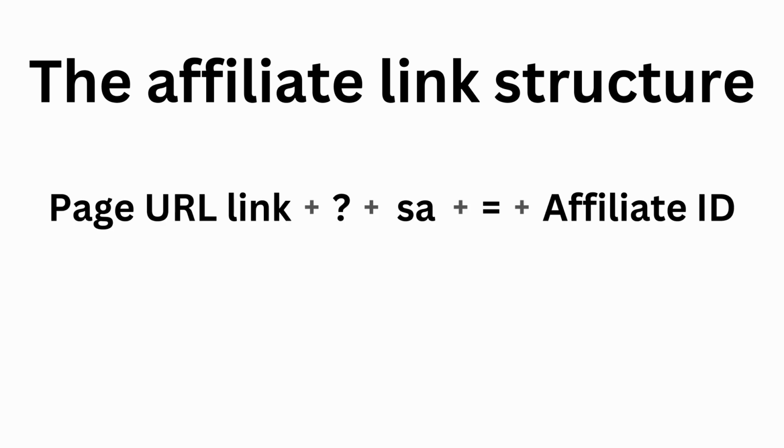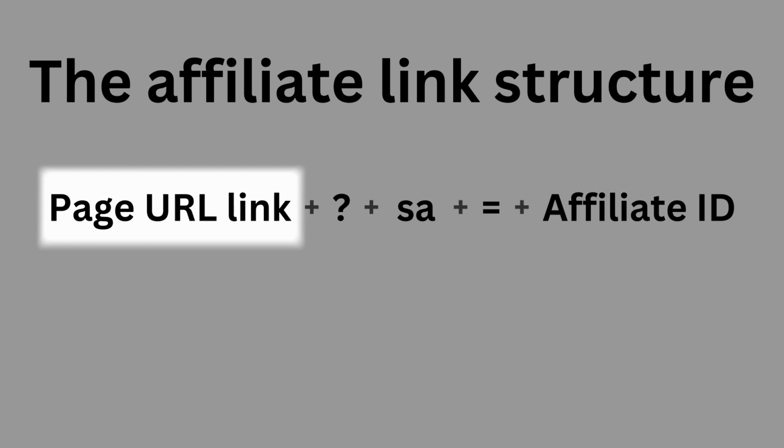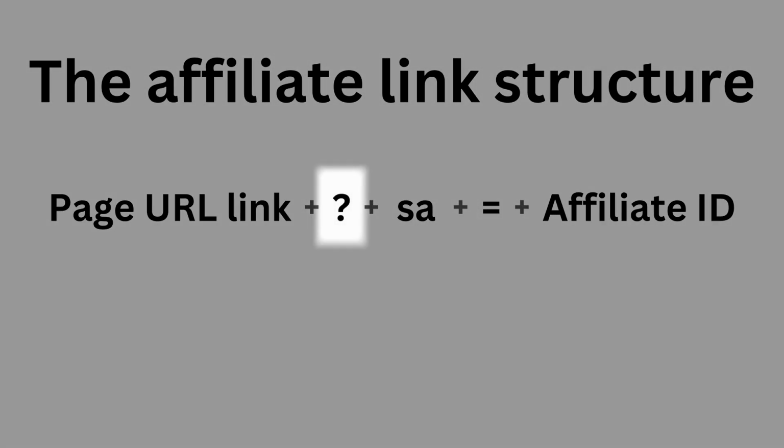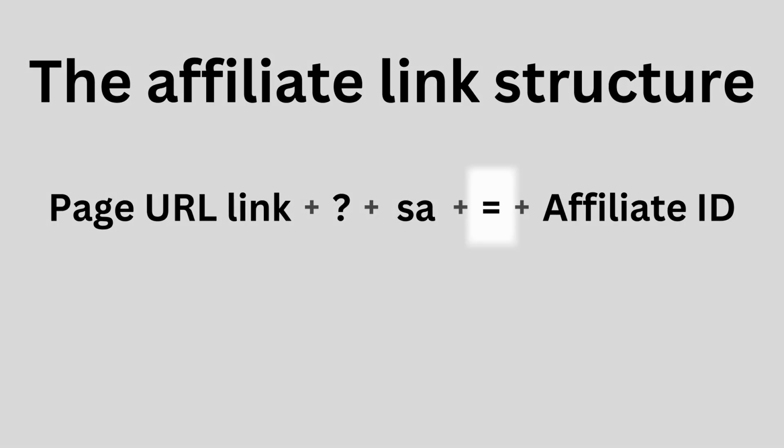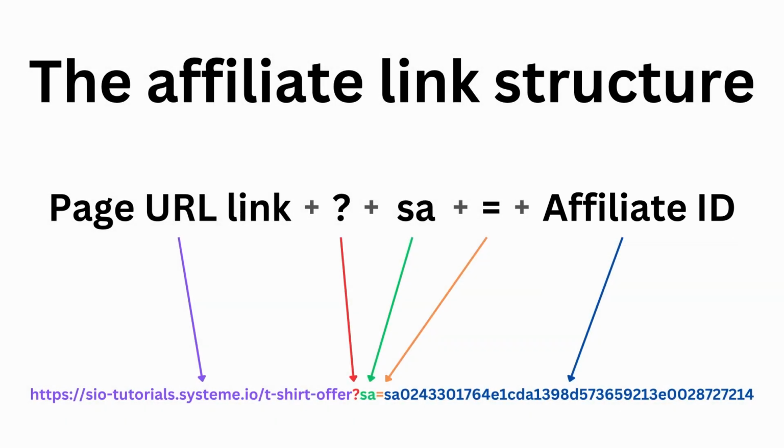Let's look now at the structure of the affiliate link. It starts with the URL of the checkout page. Then we add a question mark, SA, an equal sign, and finally, the affiliate ID. Here's an example of a real affiliate link to one of the offers.